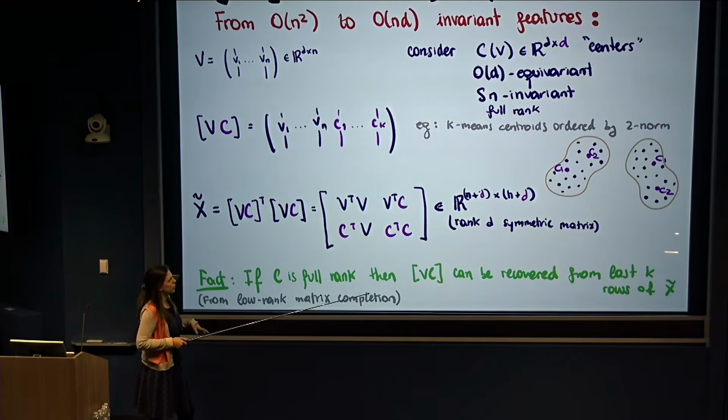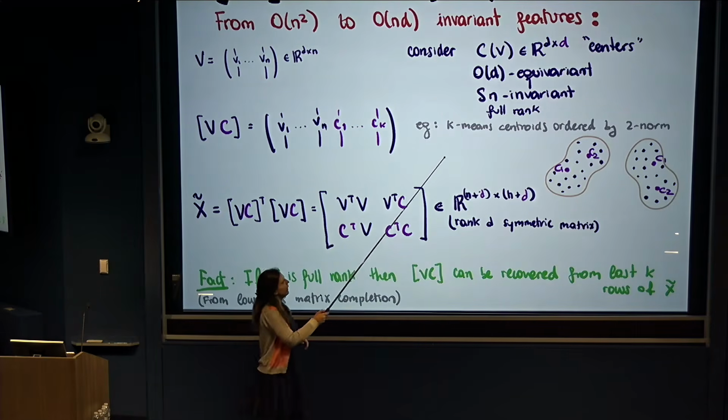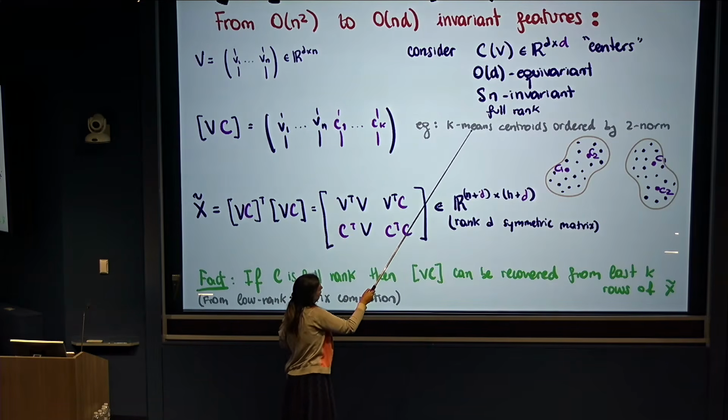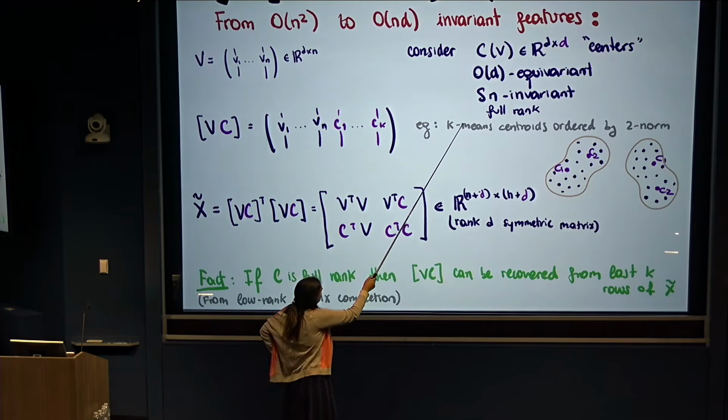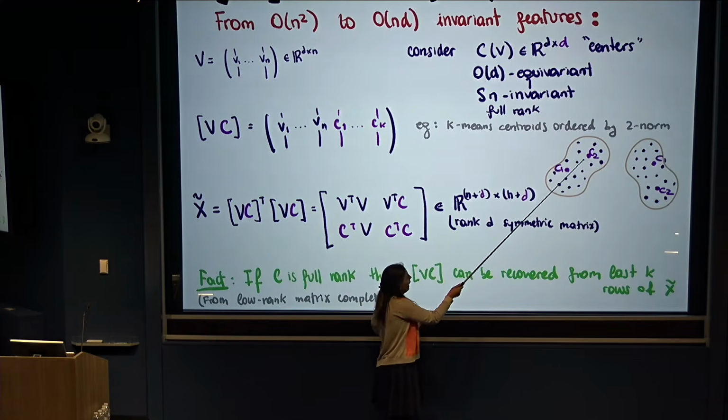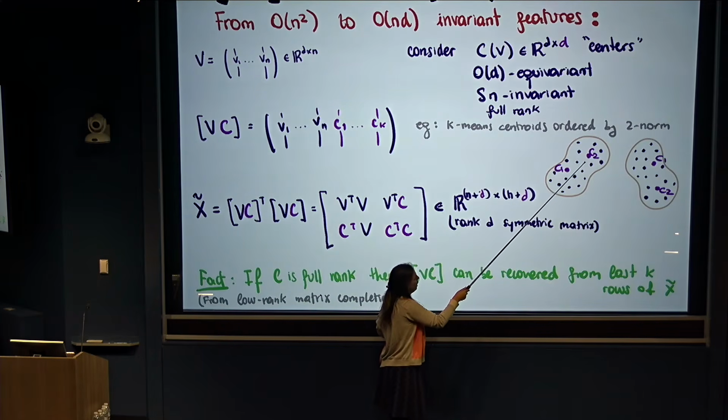So something that you can do is to use some extra housekeeping data in order to be able to keep track of these permutations. One way of doing it is you can consider some centers, D centers, if your points are in dimension D. And these centers are going to be equivariant with respect to orthogonal transformations, and invariant with respect to permutations. So for instance, if this is my point cloud, I can take two centers, coming from, say, k-means clustering for k equals 2.